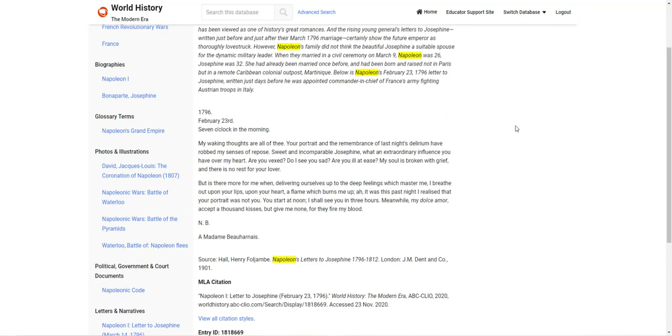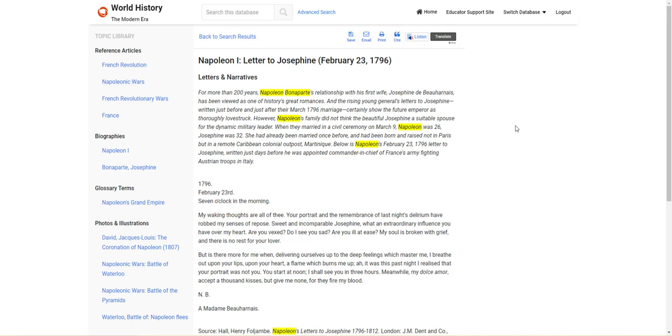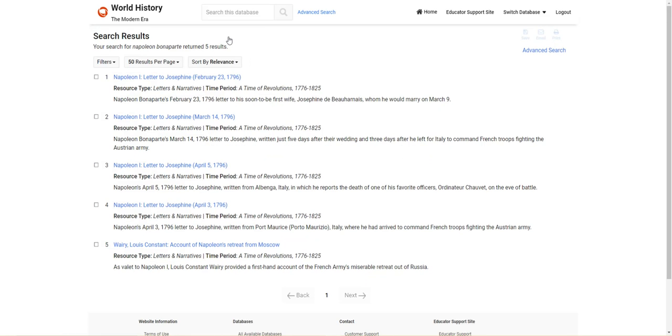And another thing too is that you can always save it. You can email or print it. And then here's another way to cite the source for Napoleon. So hopefully this was helpful. And I just wanted to show you the difference, and we can always go back to these search results, but just to show you the difference in the type of sources that might be housed in World History, the Modern Era, and how you could get really narrow and very specific in what you're looking for.